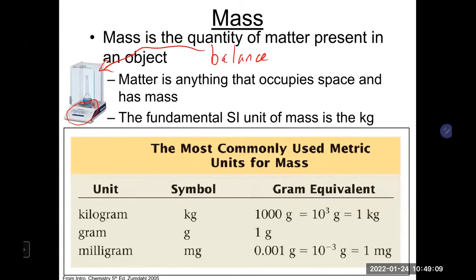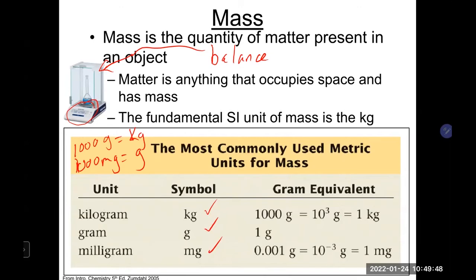Again, some very common units of mass are kilograms, grams, and milligrams. I would say all three of these we come across a lot here in chemistry. Definitely there are 1,000 grams in a kilogram. That's a very common conversion that we come across a lot. Also, there are 1,000 milligrams in a gram. That's another very common conversion that we use a lot here in chemistry.